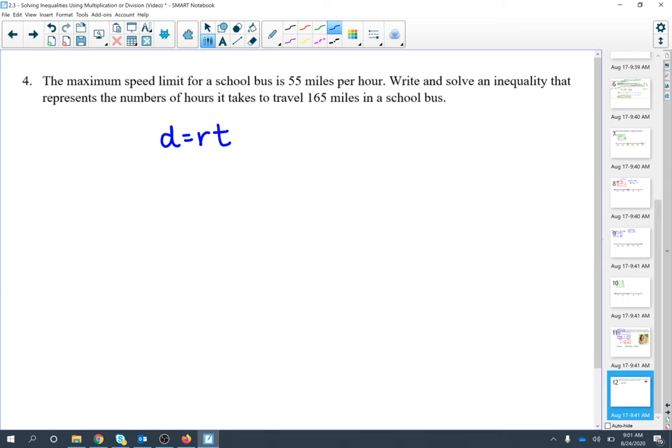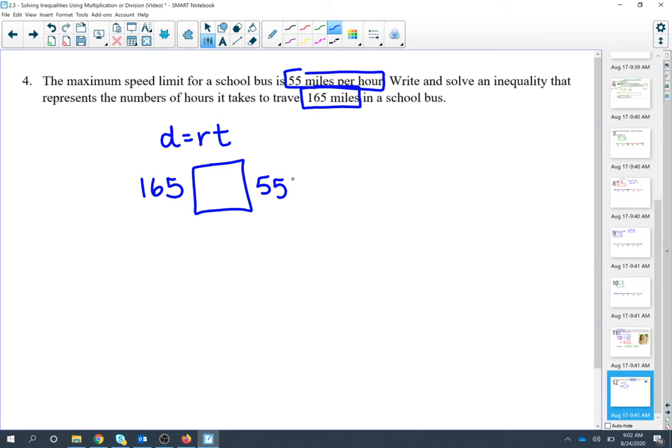So, the distance we're going to travel is 165 miles. For right now, I'm going to leave the equal sign blank because we're not actually going to put an equal sign in there. We're going to put an inequality. And then rate times time. So we're traveling 55 miles per hour, which is our rate, times how many hours we're going to travel.